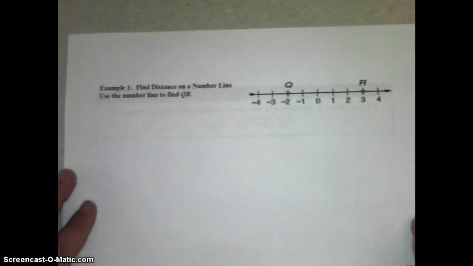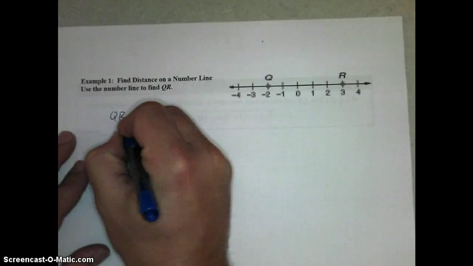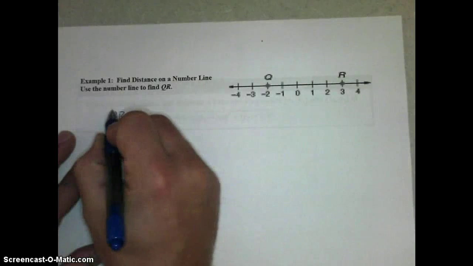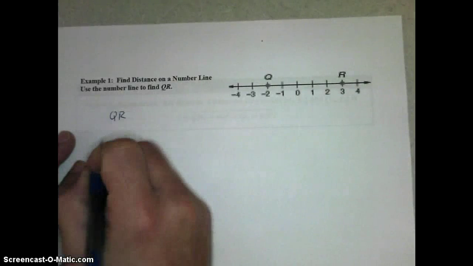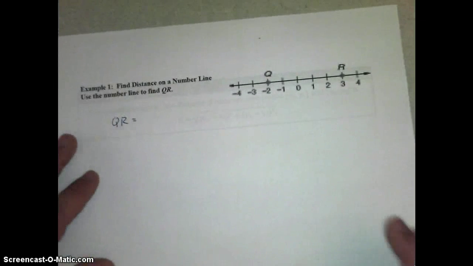Okay, so let's do example 1 together. Let's find the distance between Q and R on the number line. Well, the distance QR, notice we write it like that. I don't have any notation above it. This means a length. If I don't put any notation above it, it means a numeric value like we talked about in the previous lesson.